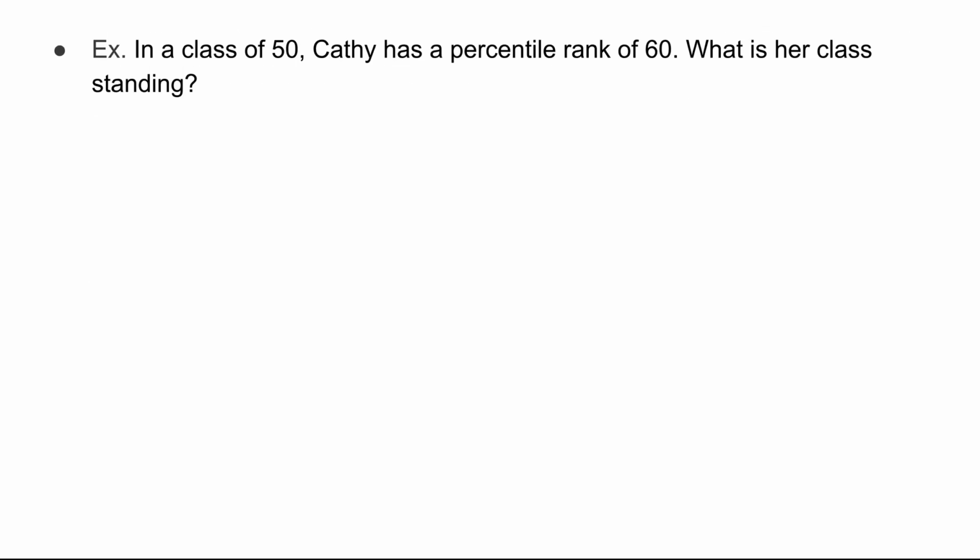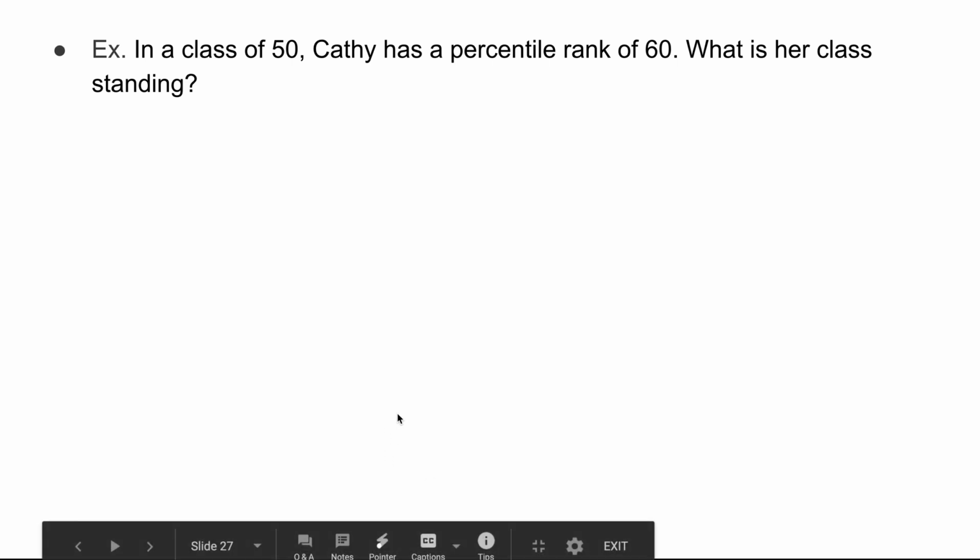One more example, and then we're going to finish this. In a class of 50, so there are 50 people, Kathy has a percentile rank of 60. A little bit above 50%, right? What is her class standing? How would you solve it?